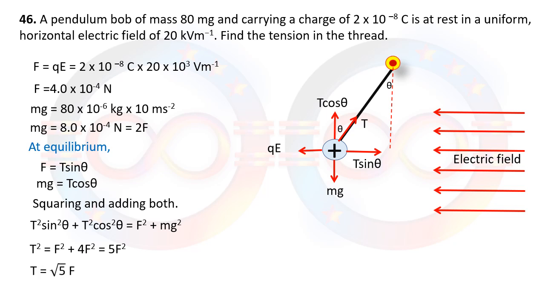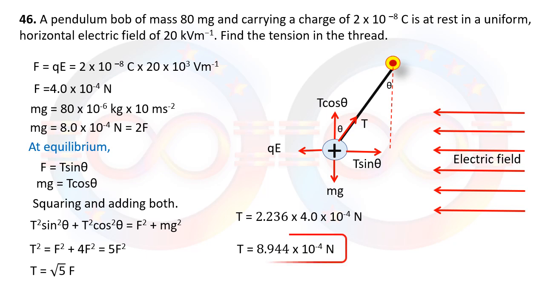Now T is equal to root under 5 into F. Already we know the value of root under 5, 2.236. The F value is 4 into 10 raised to minus 4. On multiplying it will be 8.944 into 10 raised to minus 4. Approximately you can write 9 into 10 raised to minus 4 Newton as well.